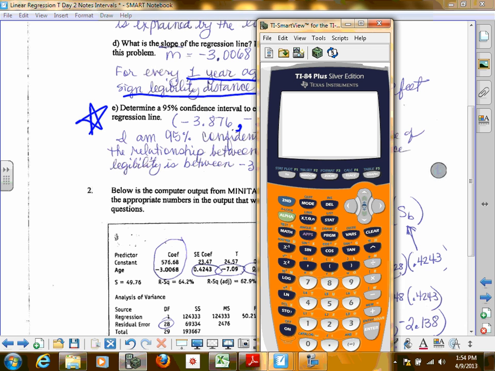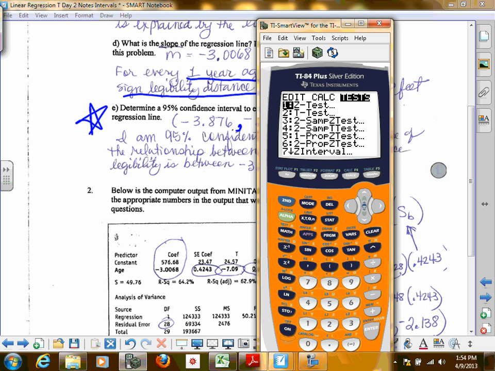The same place all of our tests are. Yes, stat over to test are all the tests and intervals. And look at the very bottom. F is linear regression t test, the thing I just ran. G is linear regression t interval. So you hit that, you have your X list is L1, your Y list is L2, you determine the confidence level. The regression equation you don't have to put in there, and you compute.